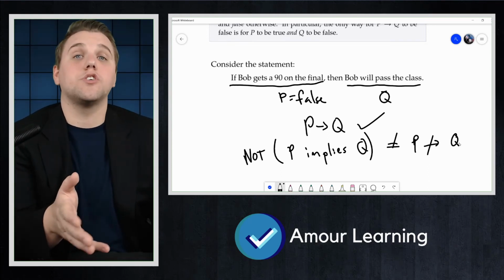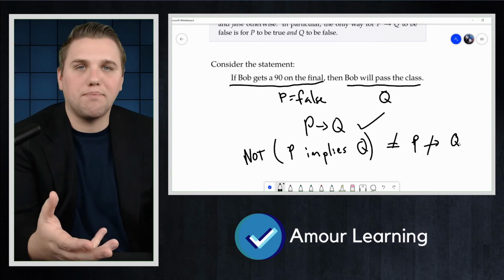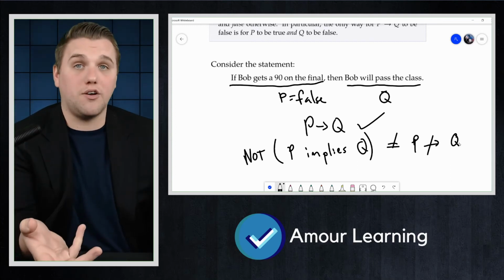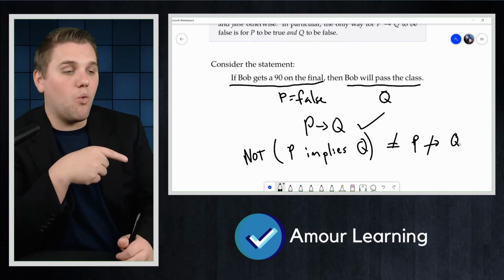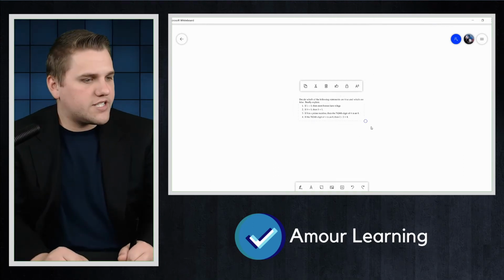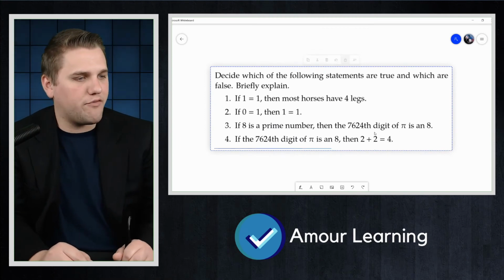Later on in this course, we'll show exactly why it is that P does not imply Q is not the same thing as P implies Q is false. So we'll show exactly why that is. Now let's go through some examples together. Decide which of the following statements are true and which are false, and briefly explain.